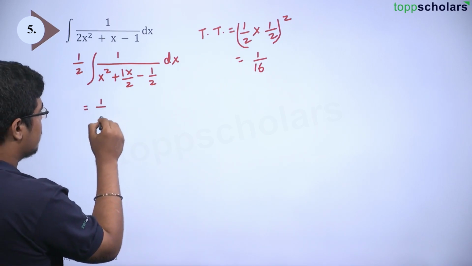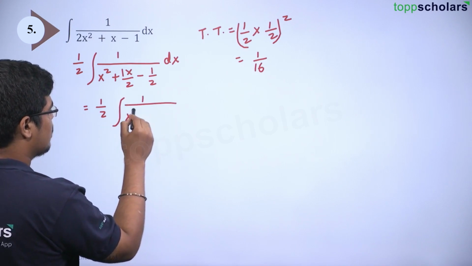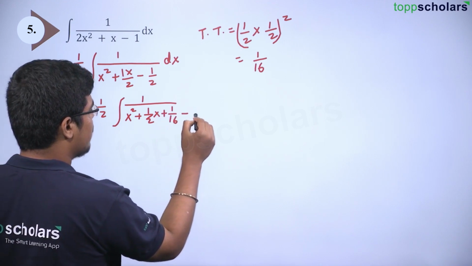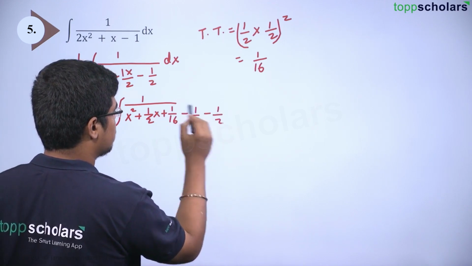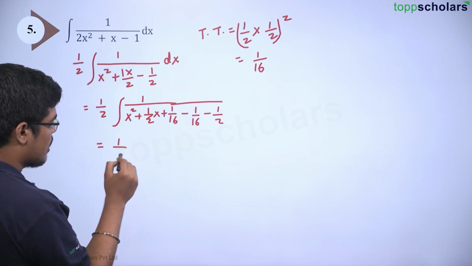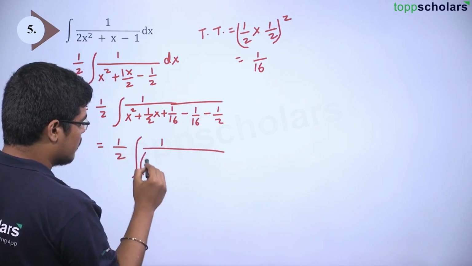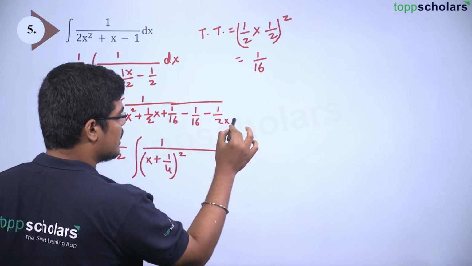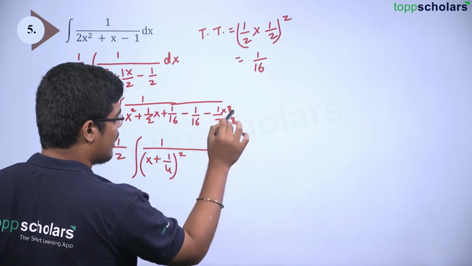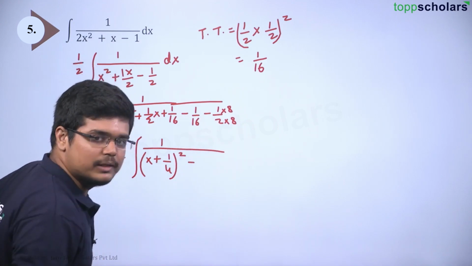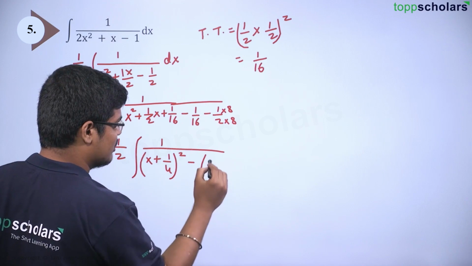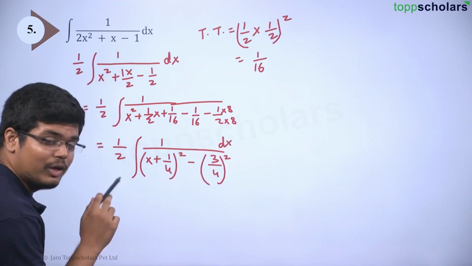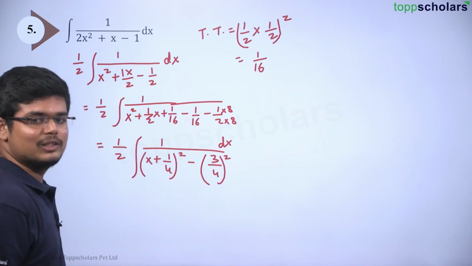So we have half integration of 1 upon x square plus half x plus 1 by 16, and we have minus 1 by 16, and minus half is copied as it is. Let's solve this further, students. So in the denominator, this becomes x plus 1 by 4 the whole square. Here students will take LCM, we'll just multiply and divide this with 8. So minus 1 minus 8 becomes minus 9 by 16, and 9 by 16 is 3 by 4 the whole square.